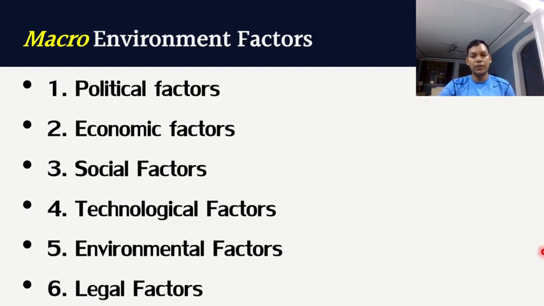The third one is the social factors. These include the shared beliefs and attitudes of the population. These factors are population growth, for example, age distribution, health consciousness, career attitude, and so on and so forth. So it's in the area of social.